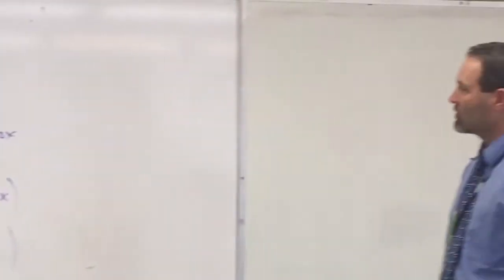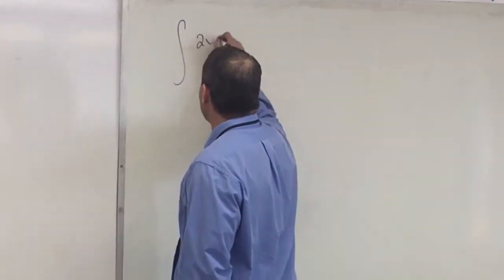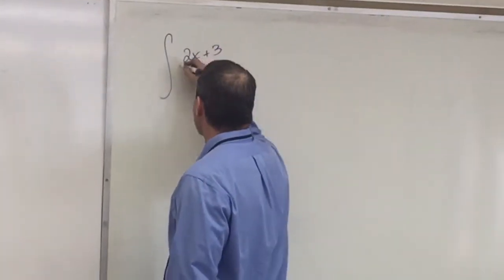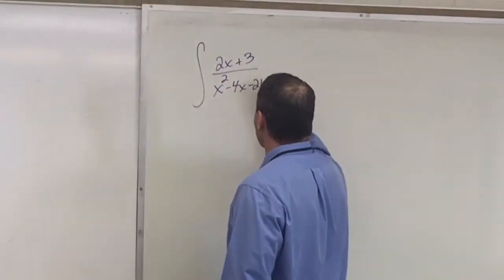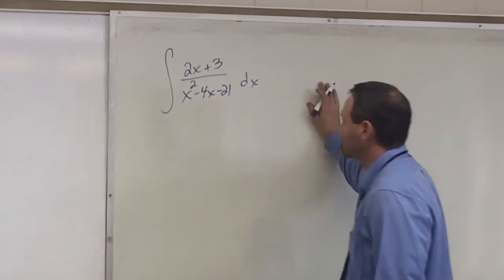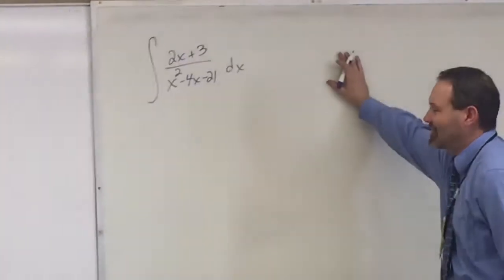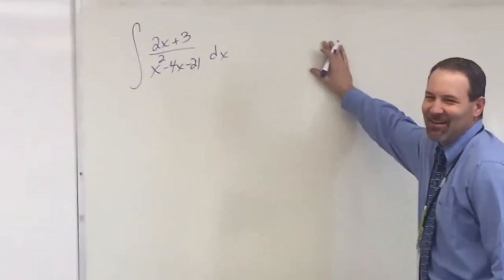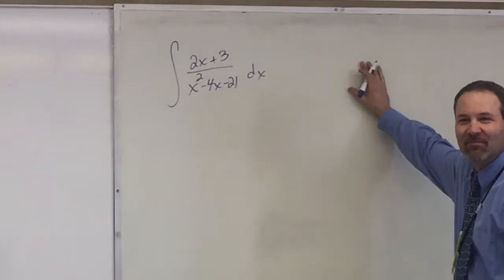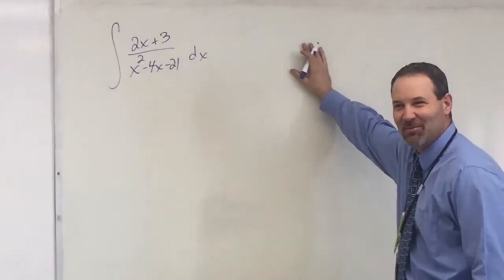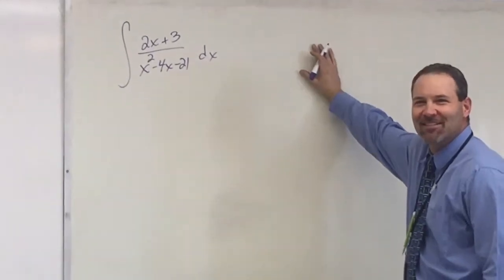Now we're going to do integral stuff. Let's say we're going to integrate 2x plus 3 over x squared minus 4x minus 21 dx. Logarithm. It worked last time, didn't it? Does it work this time? No. Well, we'll need logarithms at some point in this problem. Yay. But that's not step 1. Partial fractions, yes.